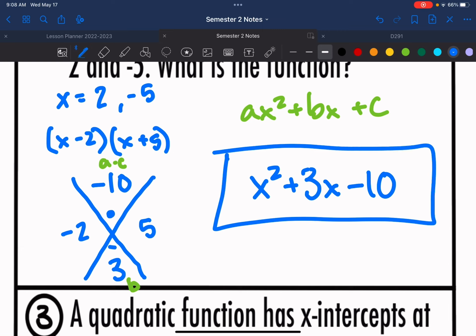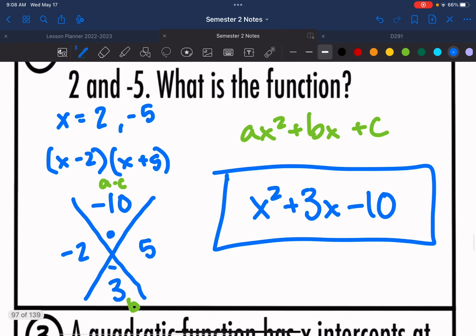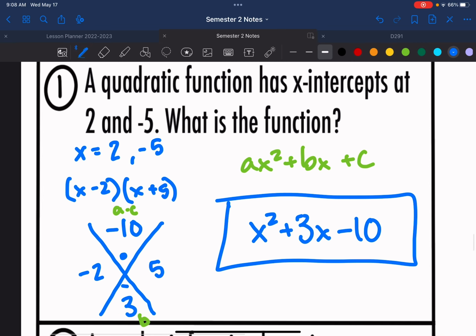And that's how we do it. Basically, you're trying to do these problems, these factoring problems, in reverse here, where it gives you the answers, you go backwards through the process to find what your equation was. Cool. So let's try another one.